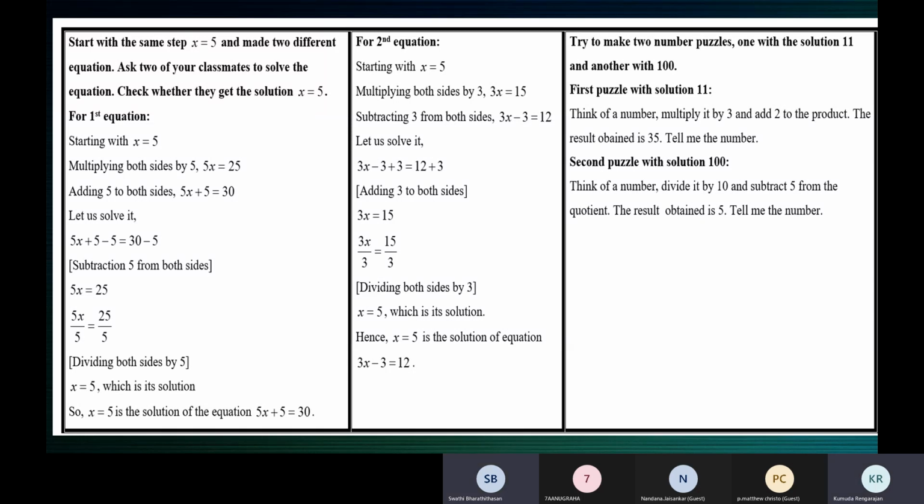The number is 11, ma'am, because when we multiply 11 into 3, we get 33, and we add 2 to it, we get 35 is the answer. So the solution will be 11. Correct. What's the equation? The equation is 3 into 11 plus 2 is equal to 35. Yeah, so you can generalize it as 3x plus 2 is equal to 35.